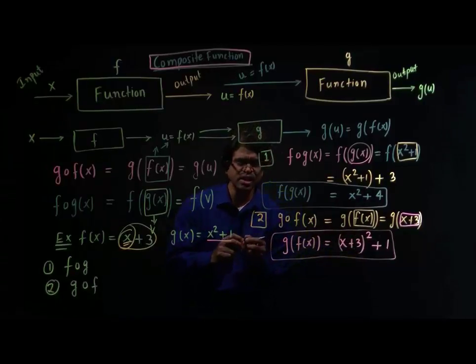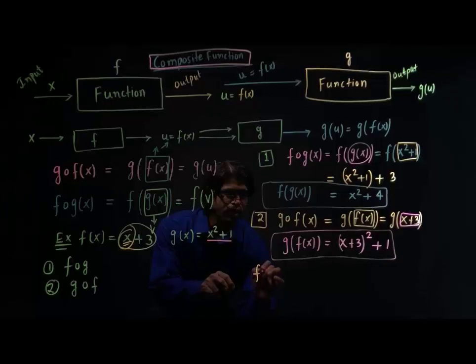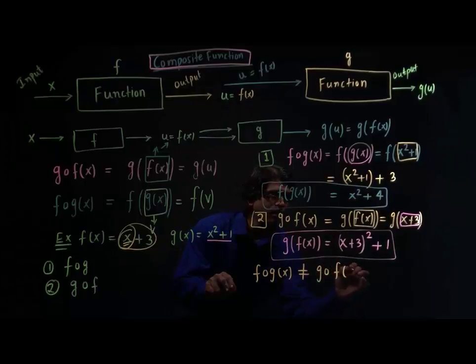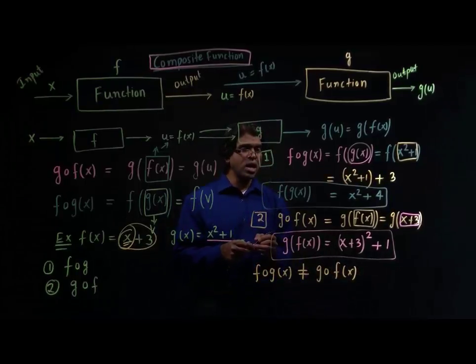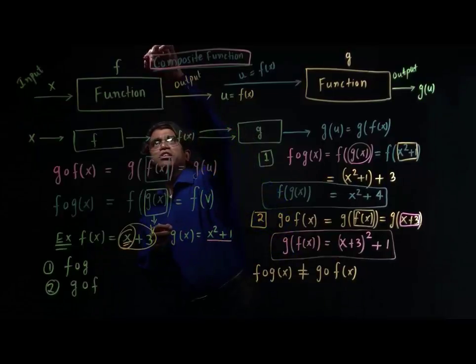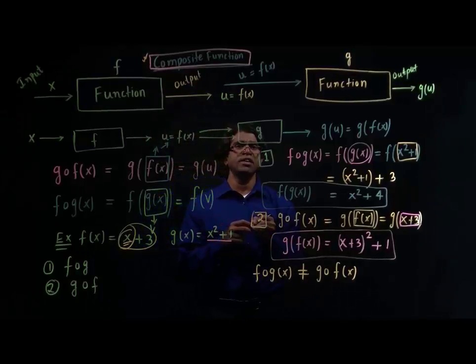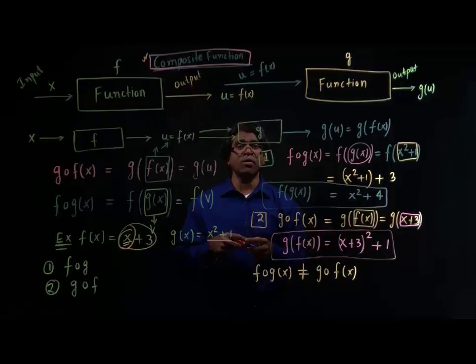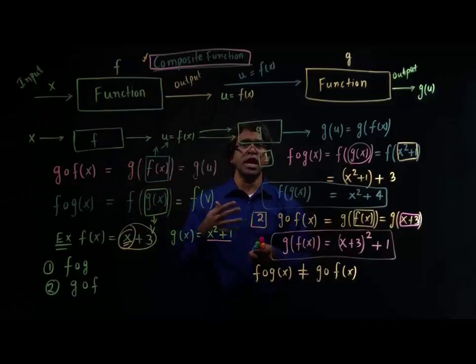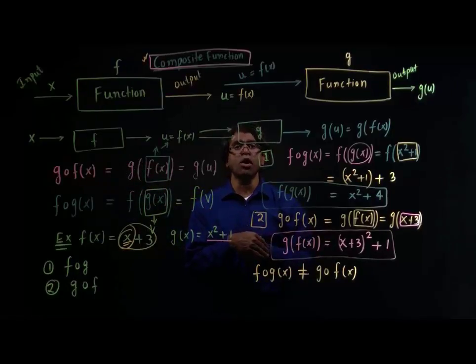So we can easily see that f of g of x is not equal to g of f of x, right? And this is how we will find the composite function for any given function. So basically, in other words, a composite function is combining two given functions to get our final overall function.